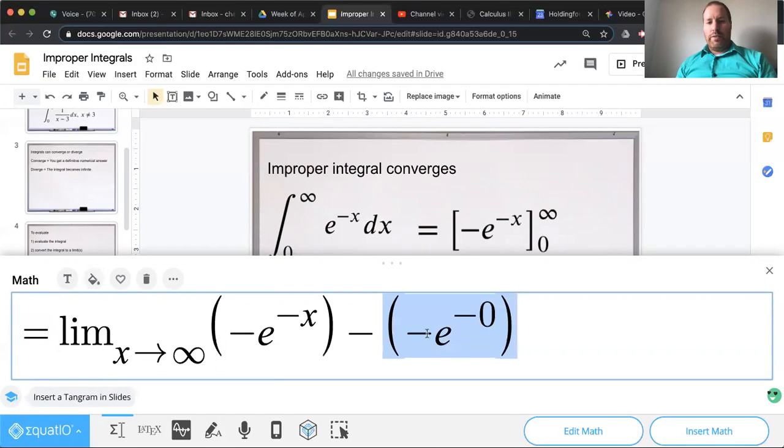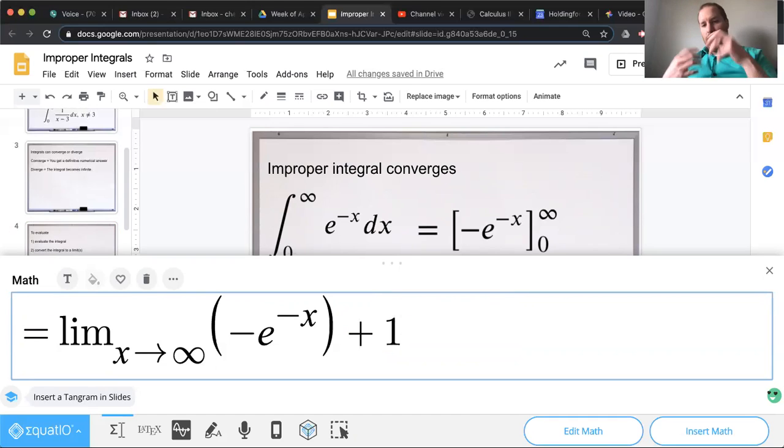In this part here, e to the 0 power is 1, so we're subtracting -1, and that's the same as doing +1. And then in this case, the limit as x approaches negative infinity of e to the -infinity, well, we think of an exponential function that goes up and up and up. And as we back up, we go to -infinity on that graph.